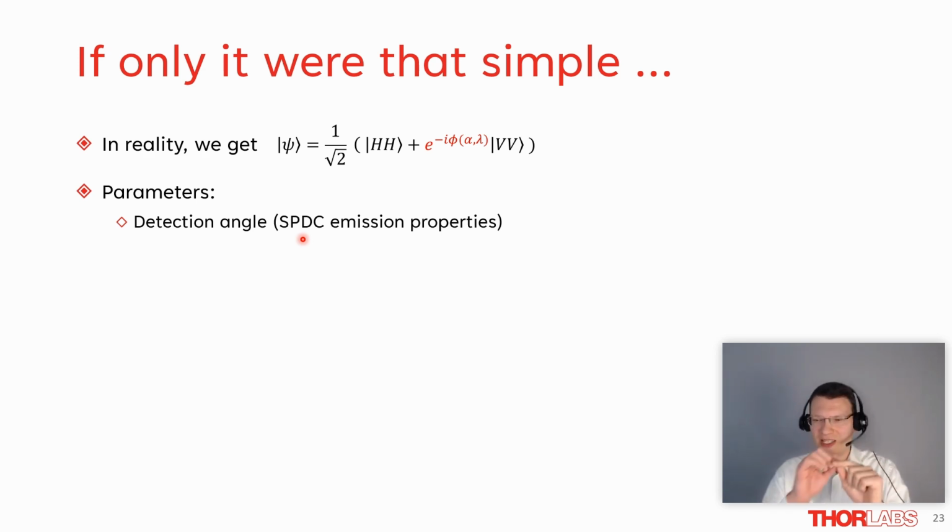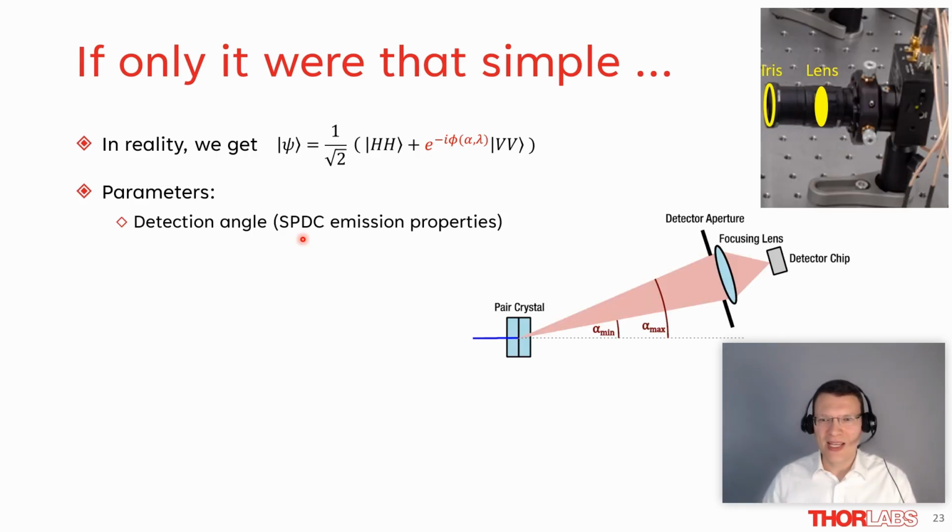Before, I always had these little arrows showing what happens with the SPDC. It's not that easy. SPDC happens in more than just one straight direction. And so rather than just having one straight line from the crystal to your detector, you collect more light. So when I'm going back here, starting from the detector chip, I have a focusing lens in front of the detector chip. So I'm collecting a lot of light coming in from different angles. Basically, the minimum and maximum acceptance angle is defined by the detector aperture. And it's very intuitive, right? A different angle means a different phase up here.